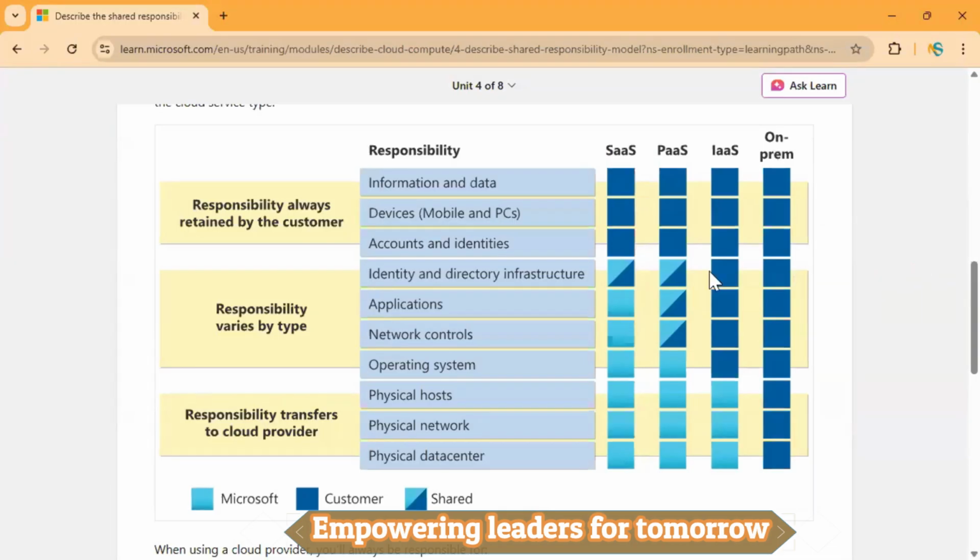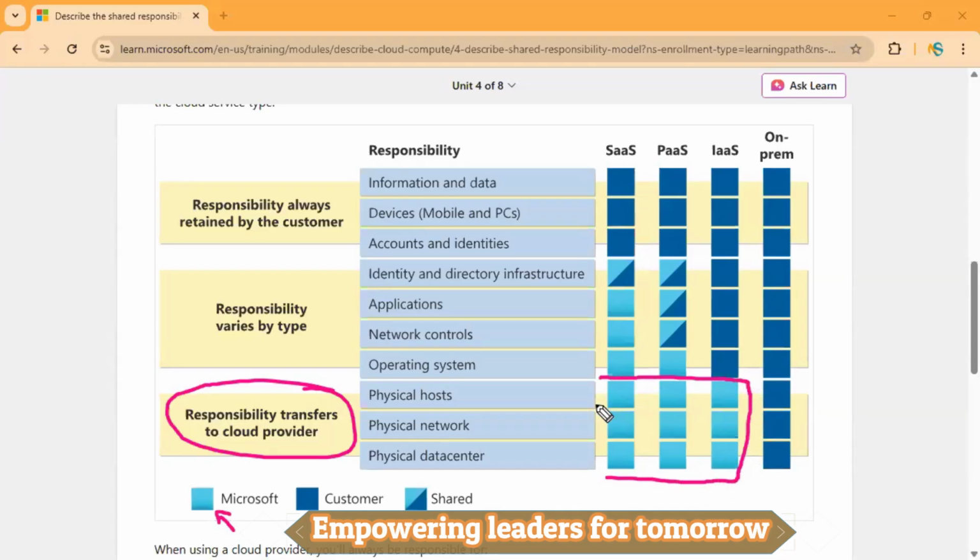So this is the model that I was explaining. If you see in this model, there is SaaS, which is software as a service, platform as a service, and infrastructure as a service. And this is your own premises, maybe you can say private cloud. If you see, there are some responsibilities which are for the cloud provider, in this case Microsoft. So if you are using any of the three, then all these responsibilities are with the cloud provider. The cloud has to maintain their host, their network, their data center.